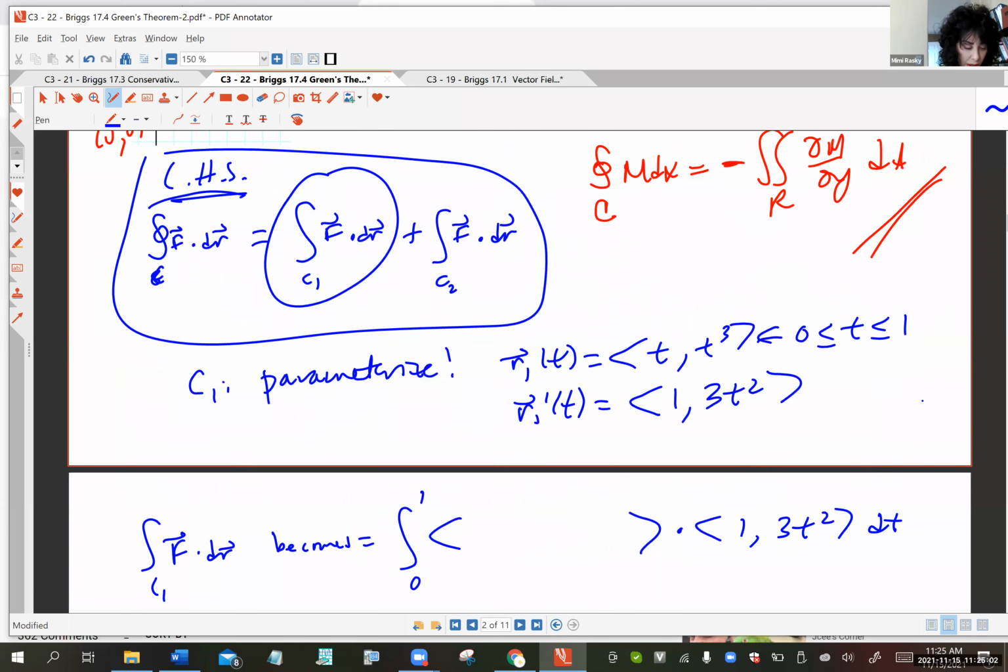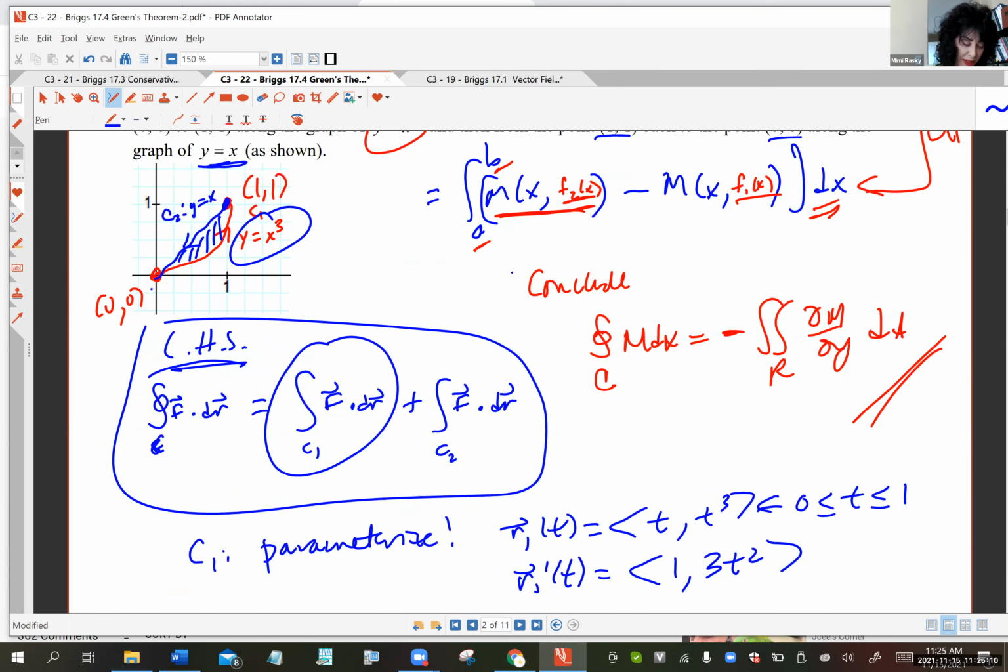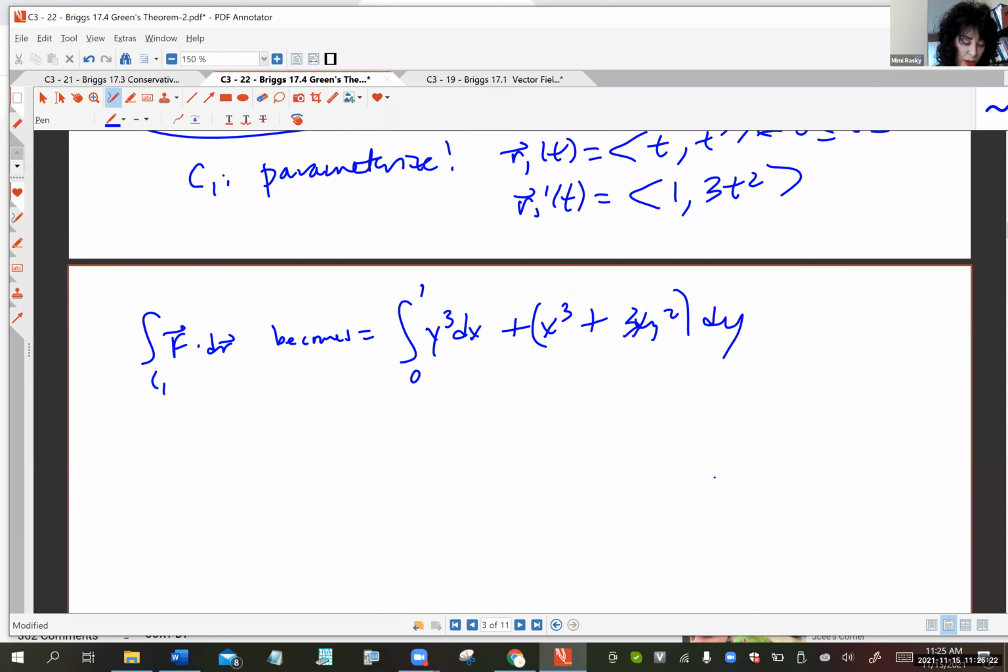Now our vector field, they gave it to us disguised, so I'm not really doing an FDR vector field. I should probably follow the differential form since that's how we're given it. This is y cubed dx plus x cubed plus 3xy squared dy. So now what? They did the dot product for us.